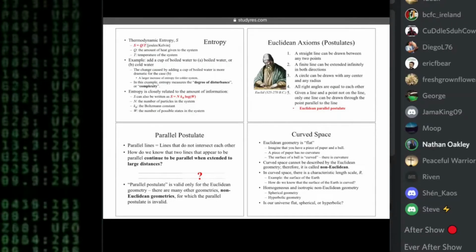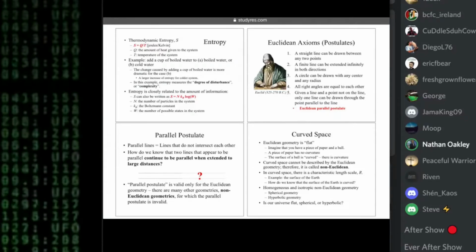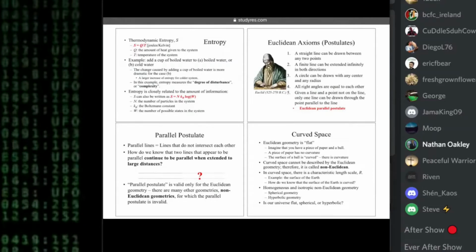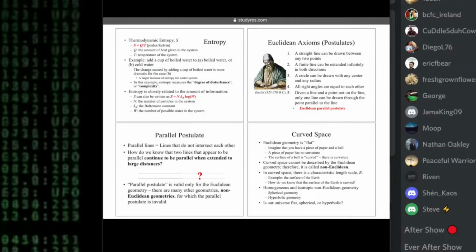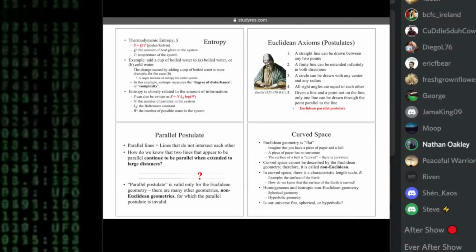So under the heading curved space there, Euclidean geometry is flat. Imagine you have a piece of paper and a ball. A piece of paper has no curvature. The surface of the ball is curved. There is curvature. Curved space cannot be described by Euclidean geometry. Therefore, it is called non-Euclidean.